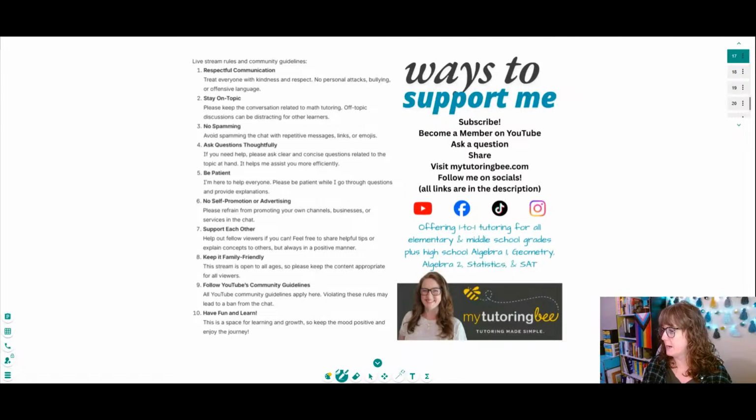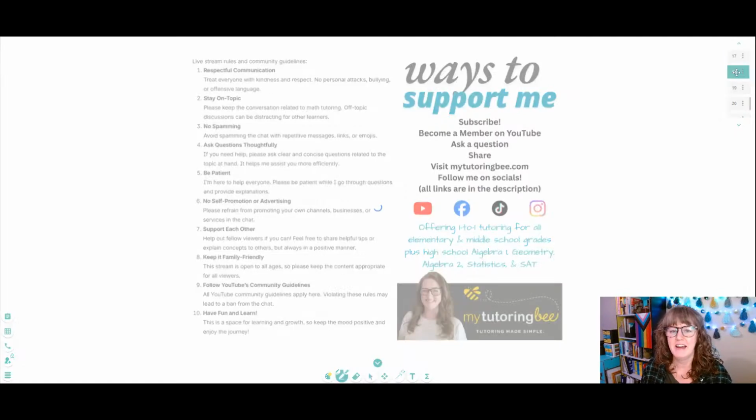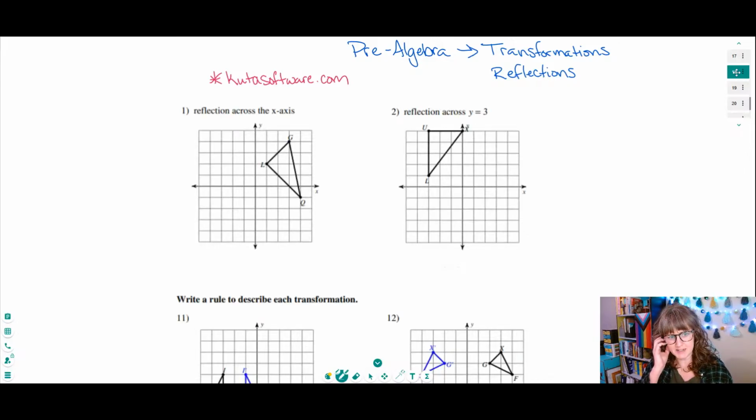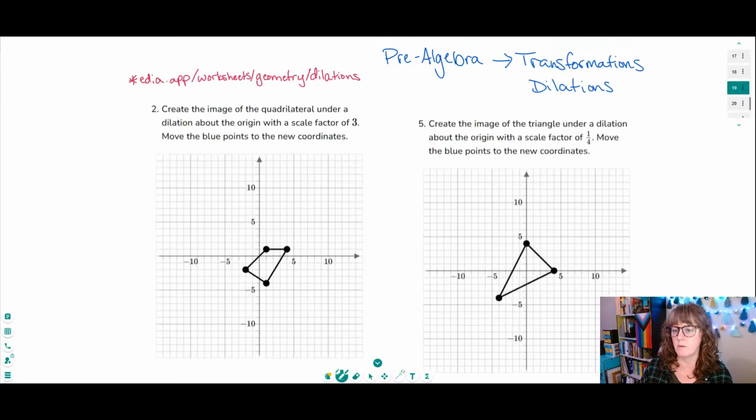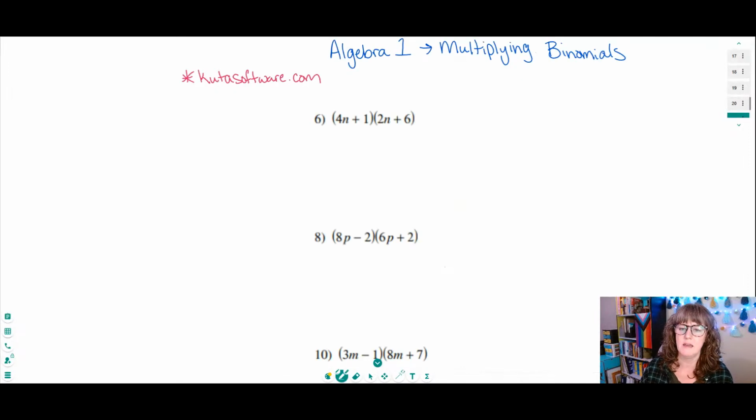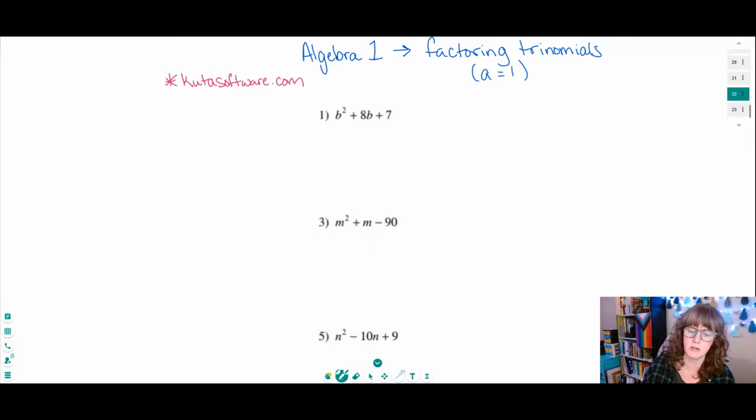We're going to be talking about, what are we going to be talking about today? I always set these up like a week in advance, and so sometimes I forget what I'm doing when we come back to this. Right, we are continuing with our transformations. Today we're working on reflections and dilations for our pre-algebra section. I'm going to try 15, 20 minutes for each of these different sections. So we've got reflections, dilations, and then for algebra 1, we're talking about multiplying binomials and then factoring trinomials.